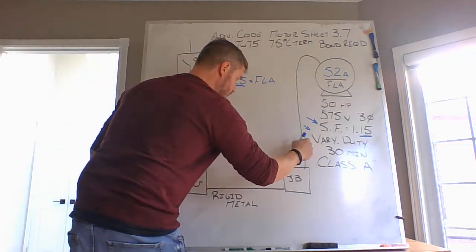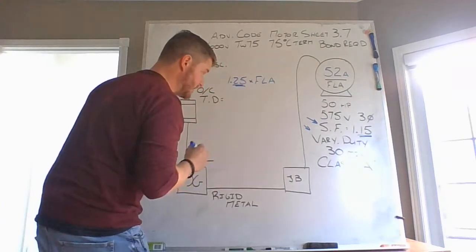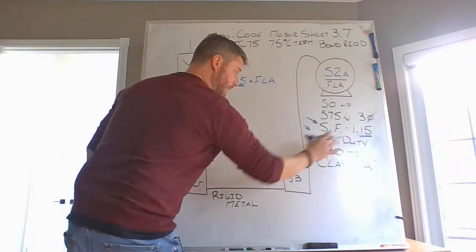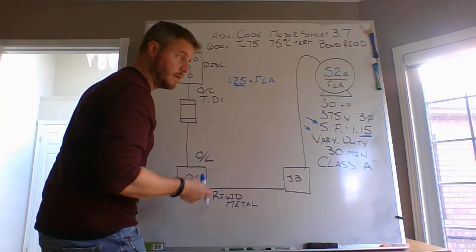Here it's a little different. We're looking at a varying duty 30-minute motor. Not going to be the same calculation. But observe that, and that might save you a little bit of time on your CFQ.